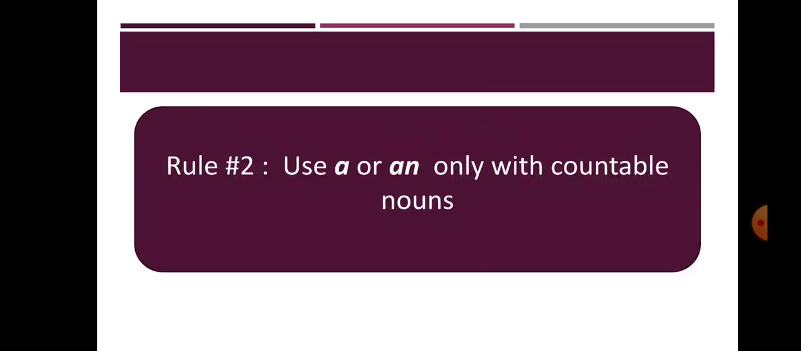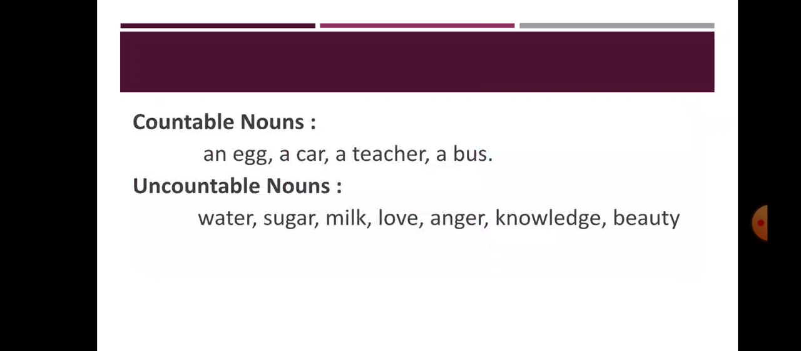Use a or an only with countable nouns. We have already read in your previous classes what are countables and what are uncountables. The name itself indicates which are countable and which are uncountable. We say that a noun is countable if we can count 1, 2, 3, 4, etc. Isn't it? All of these words on the screen are countable. We say 1 egg, we can say 2 cars, we can say 3 teachers, we can say 4 buses. Countable nouns, we can count them.